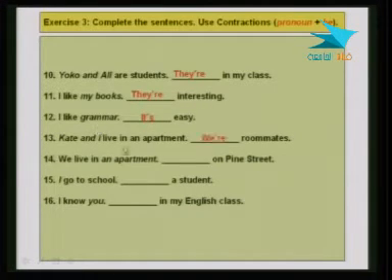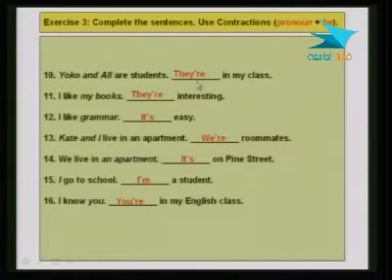Kate and I live in an apartment. We're roommates. We live in an apartment. The apartment, of course, is on Pine Street. So it's on Pine Street. I go to school. I'm a student. I know you. You're in my class. You're in my English class.